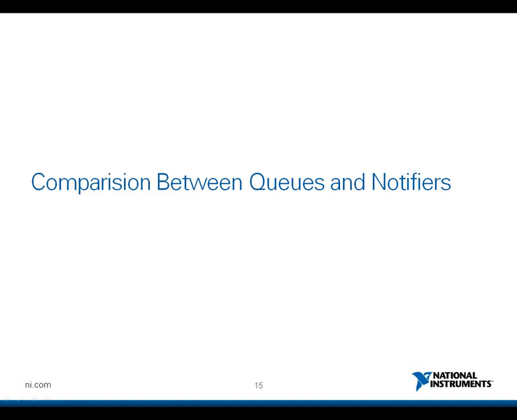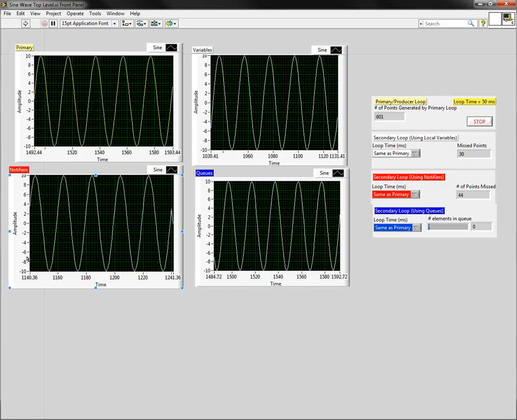So a lot of you will have questions on what's the difference between queues and notifiers. So let me just show a demonstration on the same. So here I have four loops, in which one is a primary loop where I'm generating the data, a sine wave, and I have three loops, each containing a different function, one a variable, another a notifier, and another a queue.